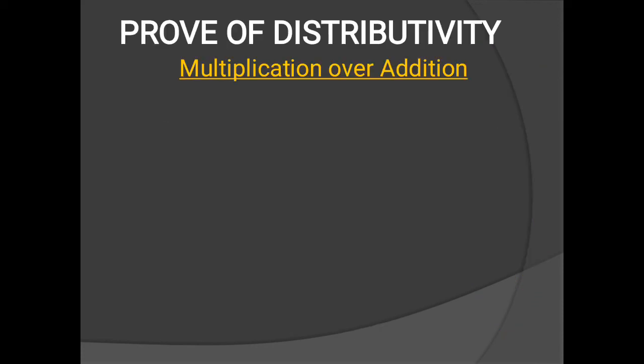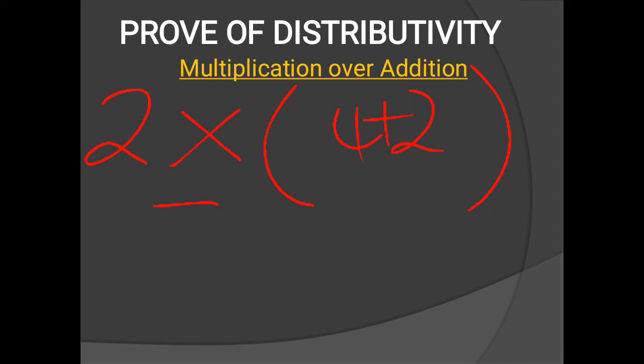Proof: multiplication over addition. So 2 times the quantity 4 plus 2. So multiplication is distributed over addition. All right, so let's see the first one. 4 plus 2 is 6. So 6 times 2 is what? 12.